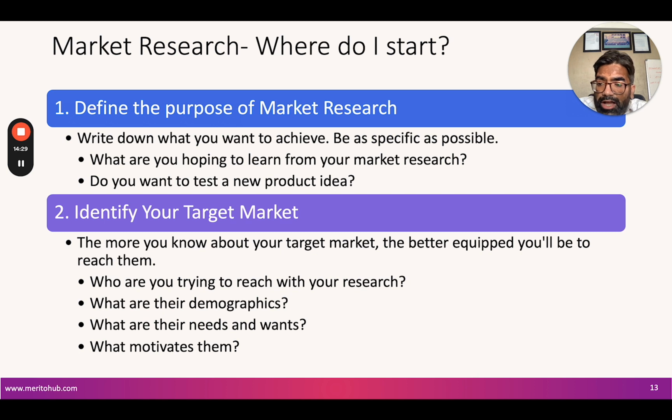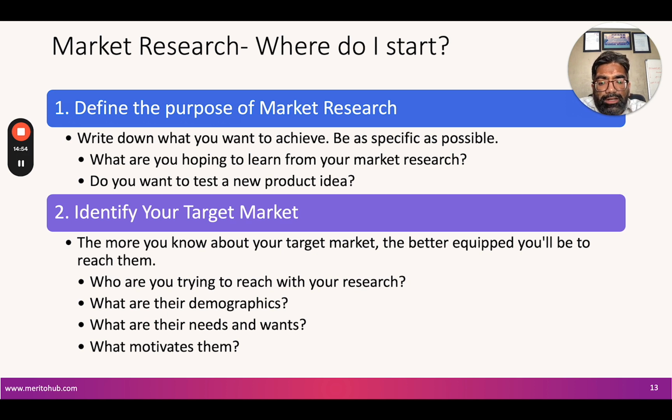Then identify your target market, right? The more you know about your target market, the better equipped you will be to reach them. And so you need to ask this question: who are you trying to reach with your research? So when it comes to a Kirana shop, you have to ask, okay, what are the demographics of people who go to that Kirana shop, right? So you need to define your customer segment very precisely, and what are their needs and wants, right?